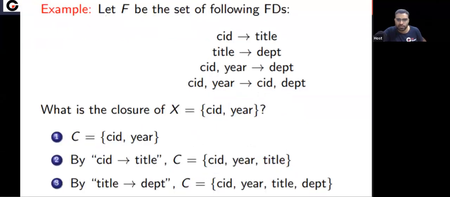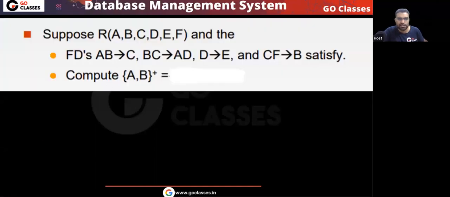You can do it. Very simple. Tell me the answer for this question quickly. You have become an expert. What is AB closure? A set of functional dependencies is given to you.